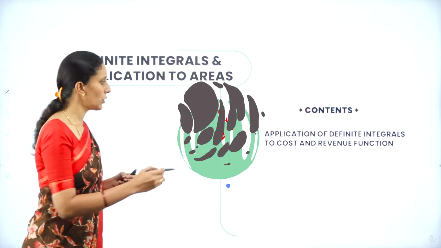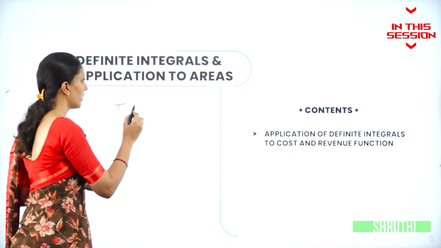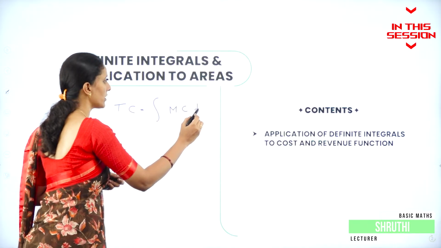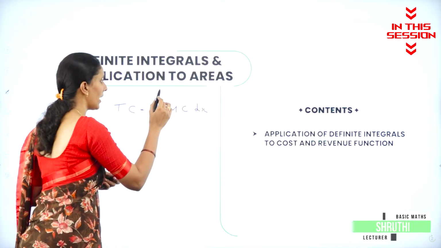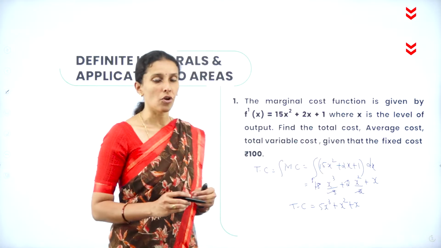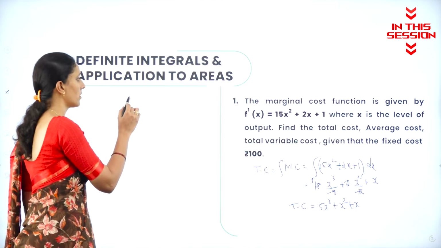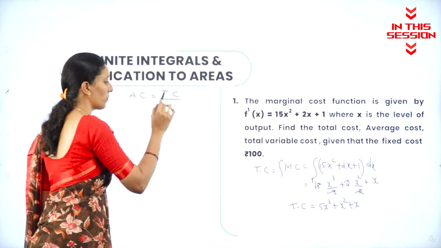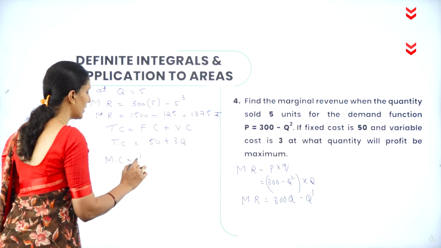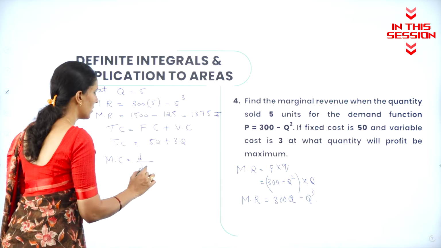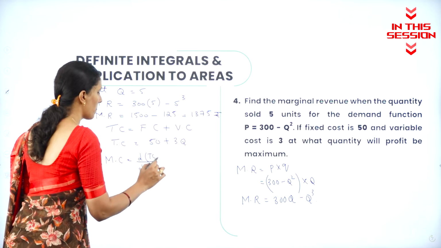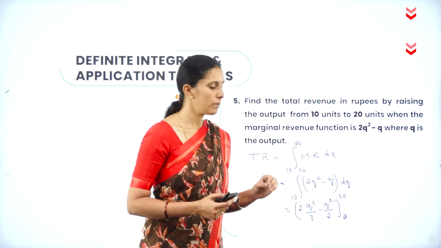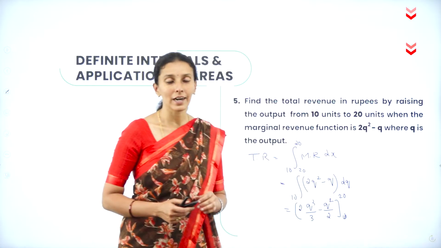So, to find the total cost of a function, we need to integrate the marginal cost with respect to x from limits a to b. What is average cost? Average cost is always total cost divided by output. Marginal cost is the derivative of total cost. So when you are integrating with definite values, that is, when you have limits, the integration does not contain plus c.